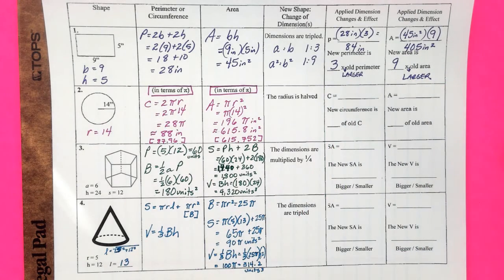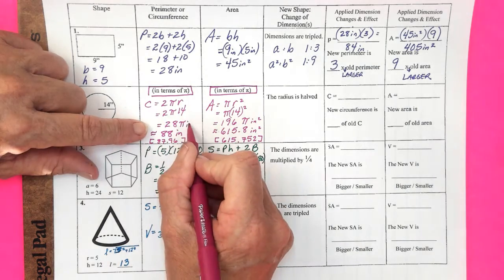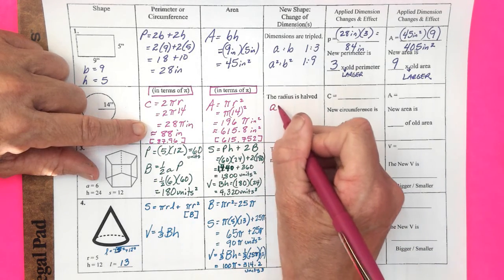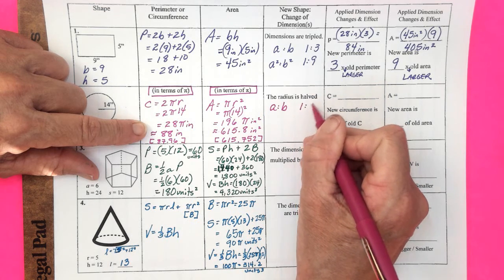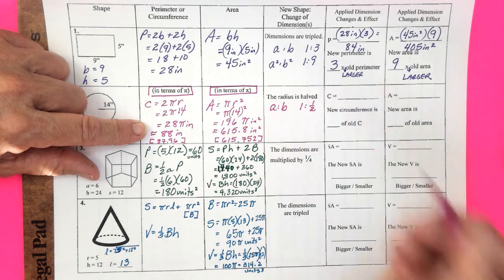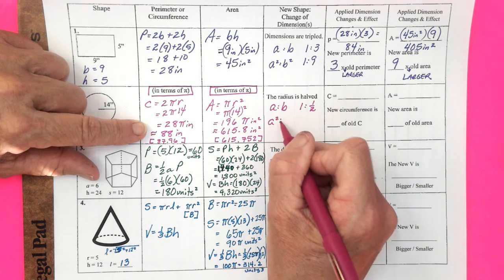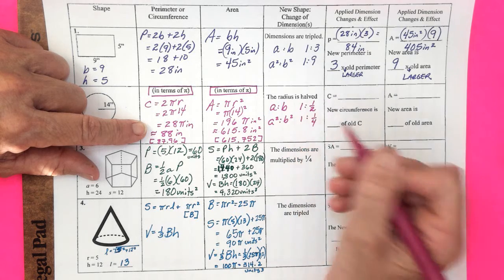Now let's look at the circle that had a circumference of 88 inches, or 28 pi inches. And if the radius is halved, that means when we compare A to B for our scale factor, we're going to look at what was original, and the image after will be half as big. So if we want to do an area comparison, we'll square both those numbers and get 1 to 1/4.